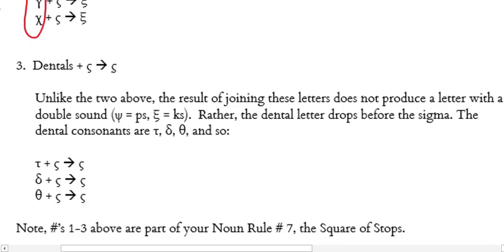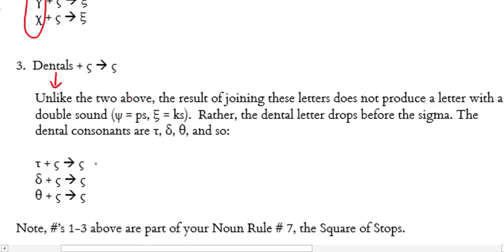Dentals plus the sigma don't do what these first two do. The dentals fall out before a sigma. Now, think about what dental means. Dental means teeth. And what kinds of things fall out? Well, teeth do, right? So it makes sense. Dentals fall out, okay? Maybe to put it a little bit more dramatically, dentals fall into Sheol, okay? You don't see them. They're completely gone.